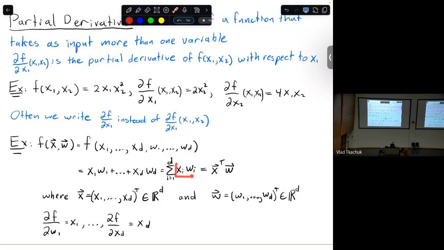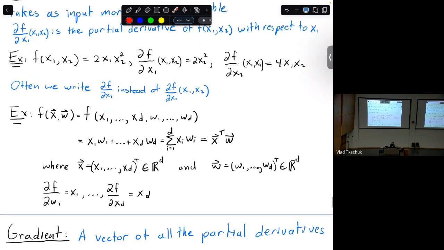Here's your inside function, and it's getting summed from i equals 1 to d. And this is exactly equal to the dot product. All this notation is super important to understand because it will be used a lot. And this is called a linear function.